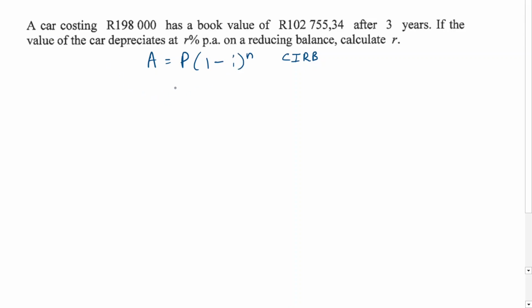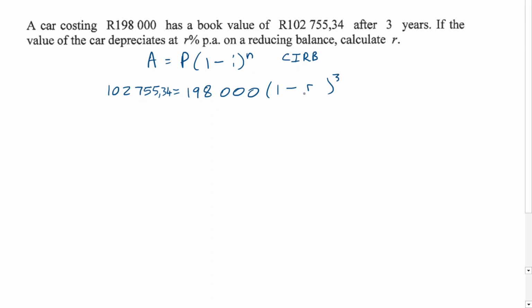A car costing 198,000, so that's your starting amount, has a book value, ends up being worth 102,000 after 3 years. So your years is 3. If the car depreciates at R% on reduced balance, calculate R.